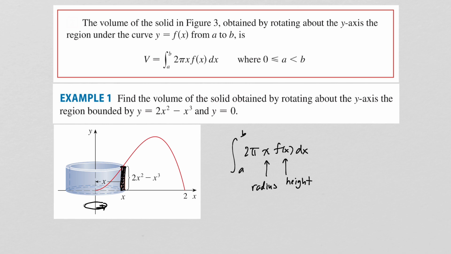All right, so let's go ahead and do the problem that we opened up this with. We want to find the volume of the solid obtained by rotating about the y-axis, the region bounded by y equals 2x squared minus x cubed, and y equals 0. So here is that region that we saw in the beginning. What I'm going to do is pick a representative rectangle here. Imagine that it is being rotated around the y-axis like this, and you can see that that forms a cylindrical shell.